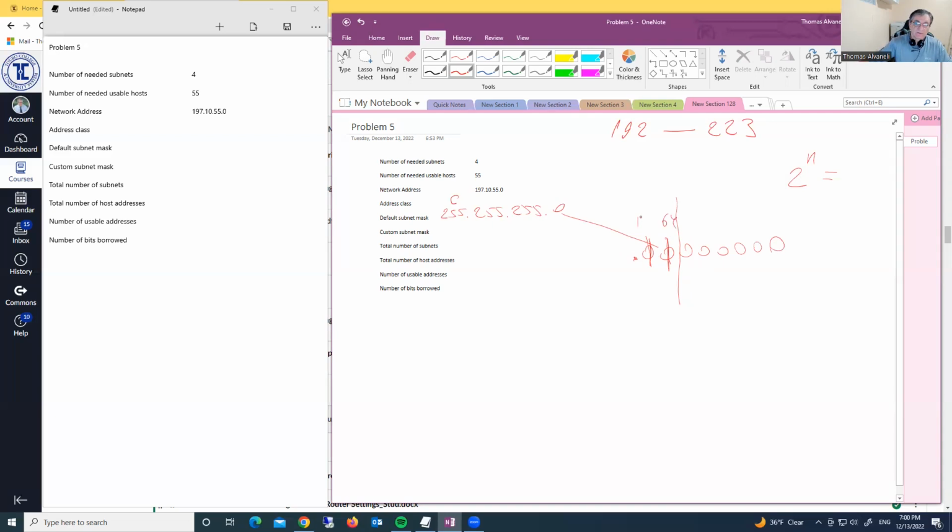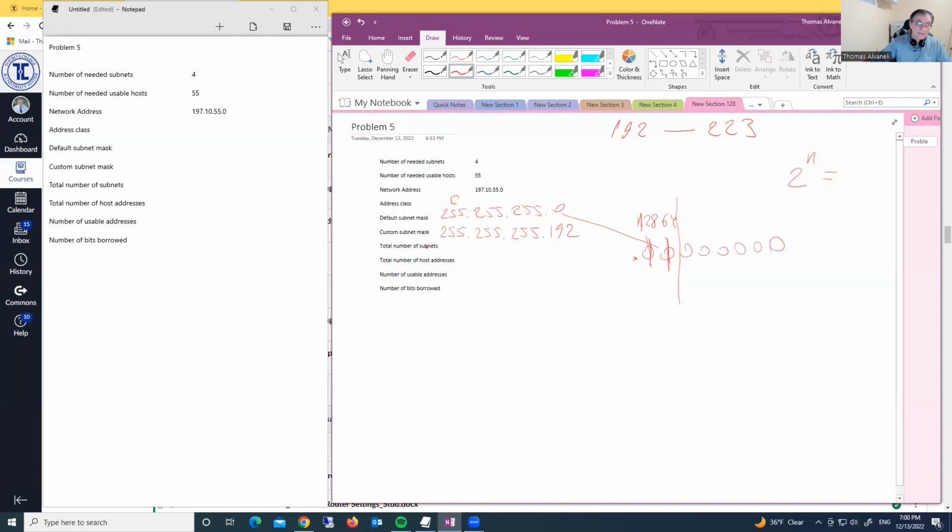So here's 128, and here 64. That is the magic number for us, 64. The custom subnet mask, if we translate this binary number back to decimal, we will get 255.255.255.192, because 128 plus 64 is 192.